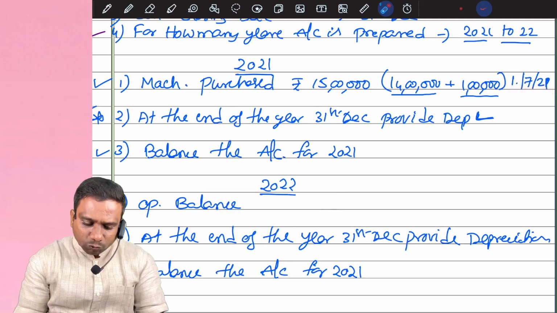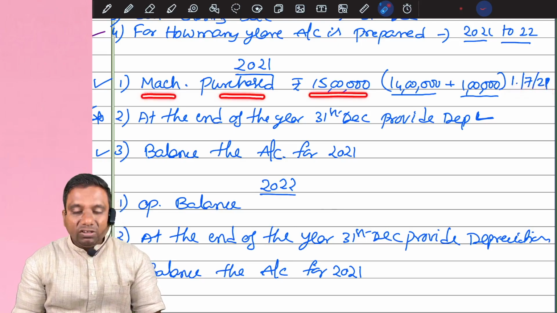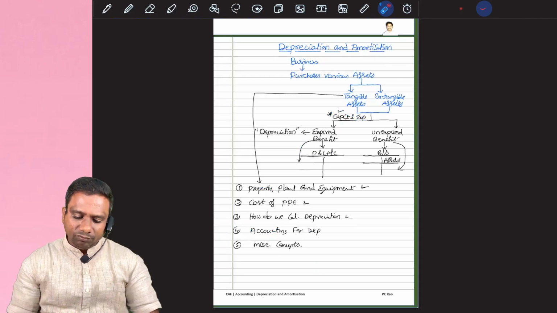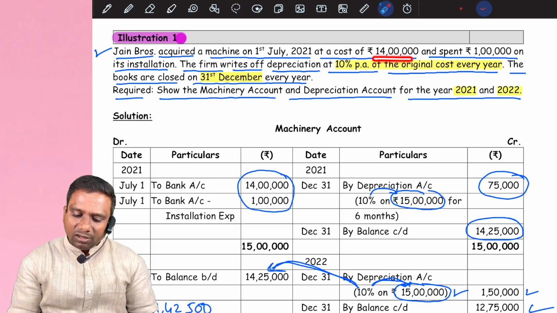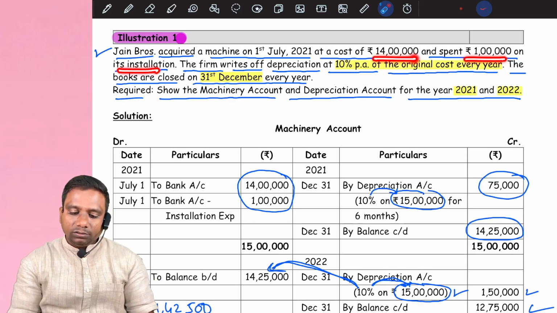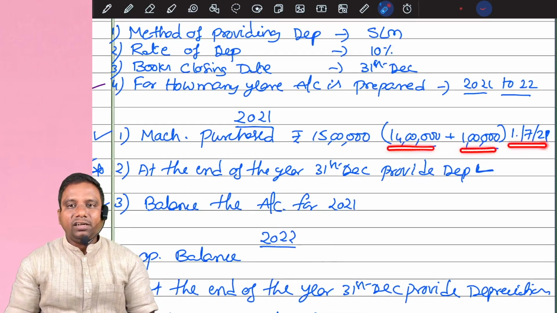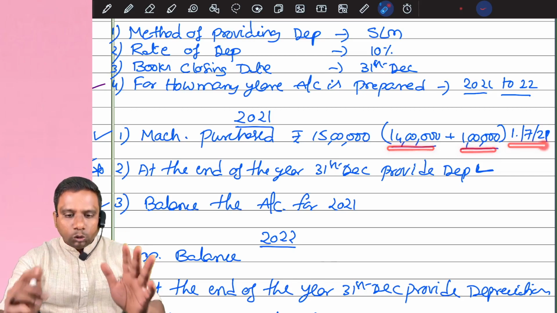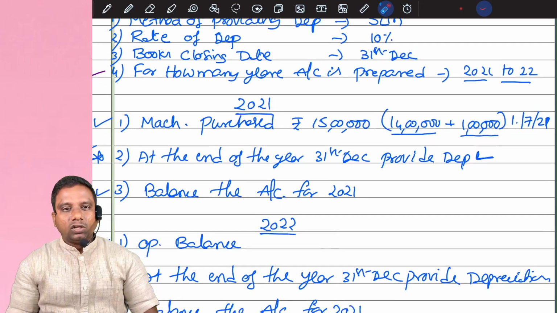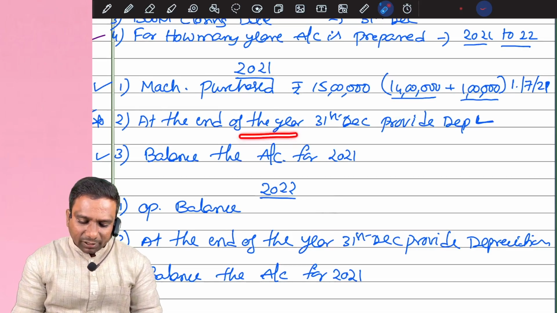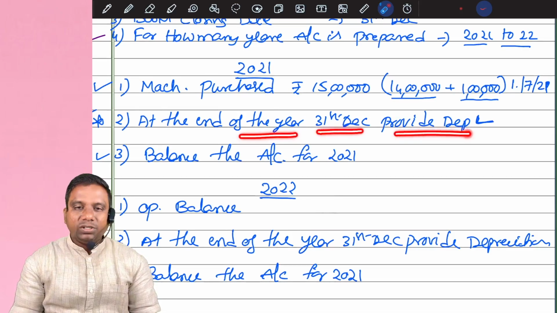Look at first what happened. Machinery purchased for 15 lakh. You may ask, sir, how 15 lakh? 14 lakh is the cost plus 1 lakh spent on its installation. Total 15 lakh. Write down the date also. During 2021, what happened? Also write: at the end of the year, 31st December, provide depreciation.